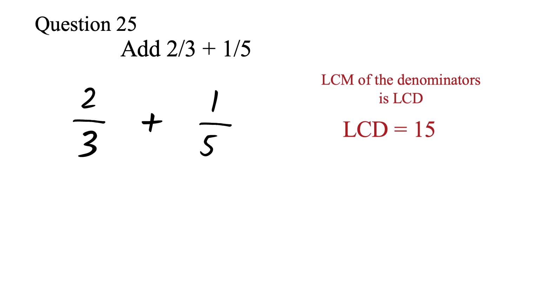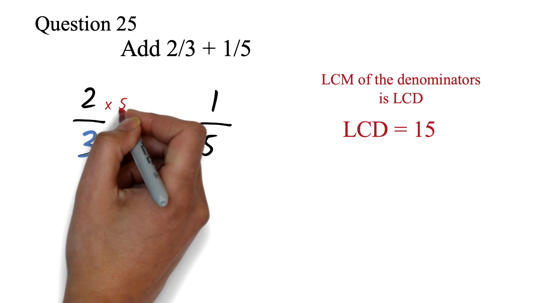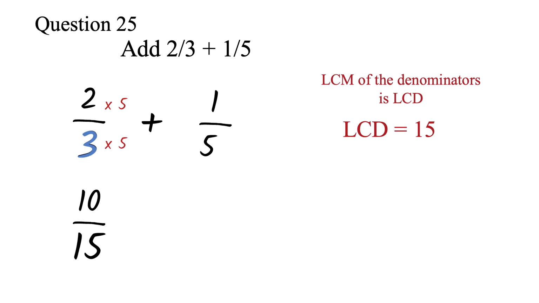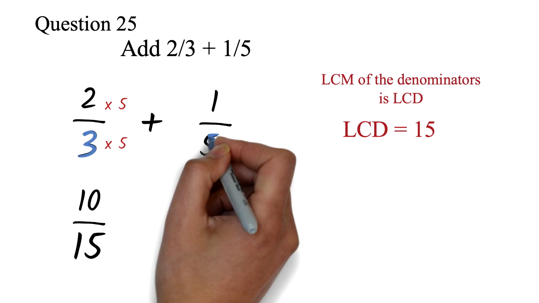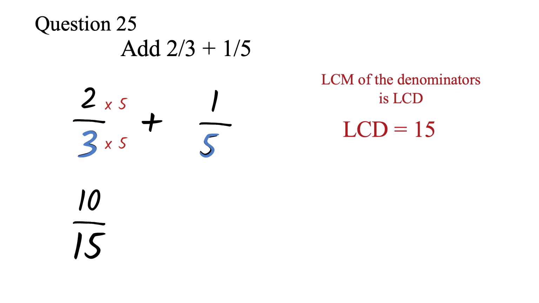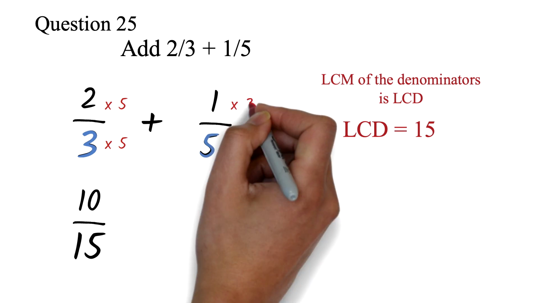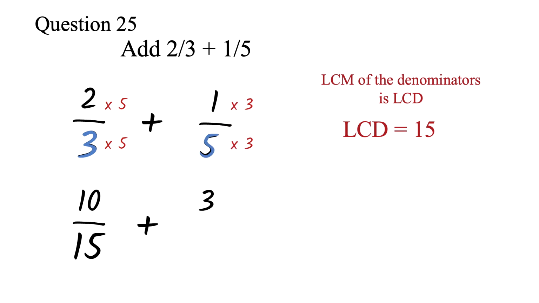After finding the LCD, we'll take the first fraction and ask, 3 times what number will give the LCD, 15? This number is 5, so we will multiply this 2 over 3 by 5 to get 10 over 15. Next, we will ask, 5 times what number will give us the LCD, 15? The number is 3. We'll multiply the 1 over 5 by 3 to get 3 over 15.